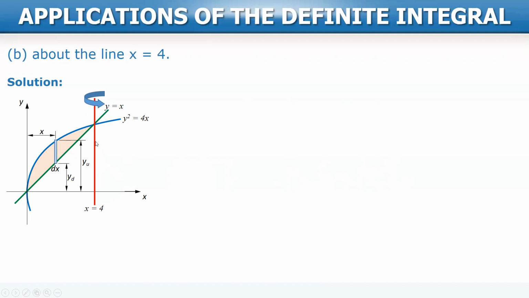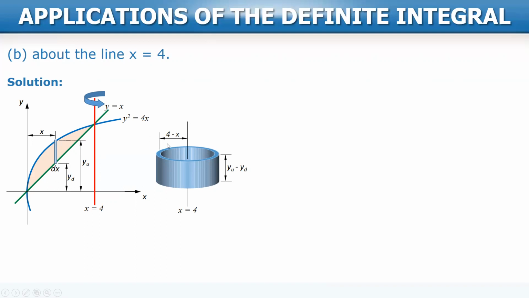Therefore, the radius will be the distance of this strip to x equal to 4. That will be the radius, because x equal to 4 now becomes the center of our shell. So what's the radius? This distance. It's simply 4 minus x. And our height is y up minus y down. So this distance is 4 minus x.